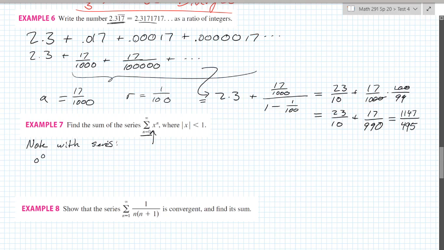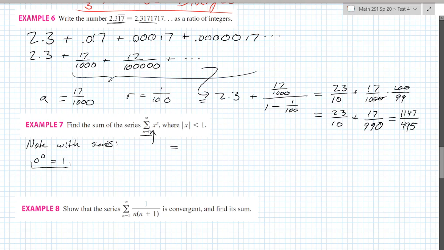Zero to the 0 is equal to 1. Normally you would have to do L'Hopital's rule by changing the form and doing a limit and all that stuff. But with series, we just skip all that and make that definition. So we would like to write this as a geometric series, but it's not quite in geometric series form.